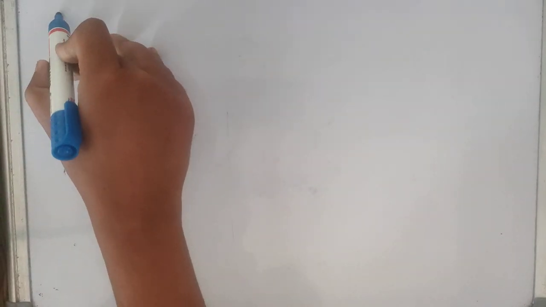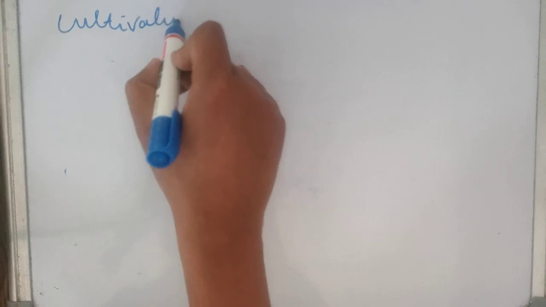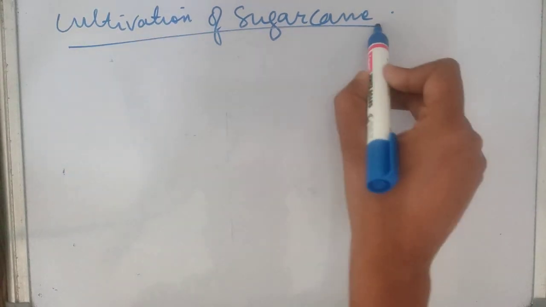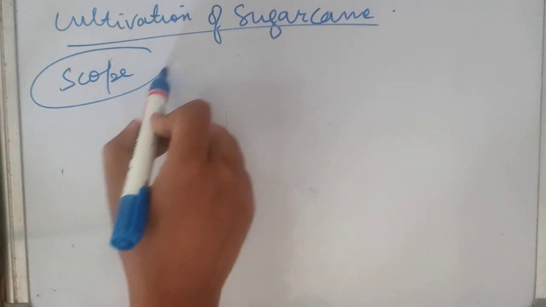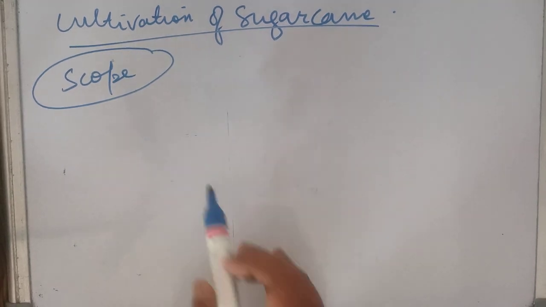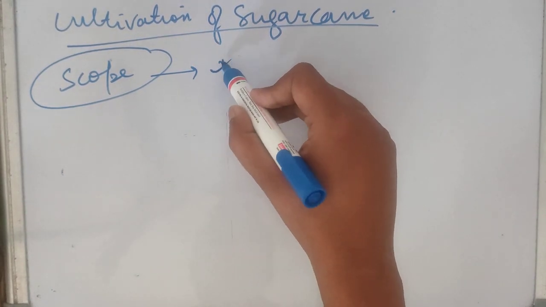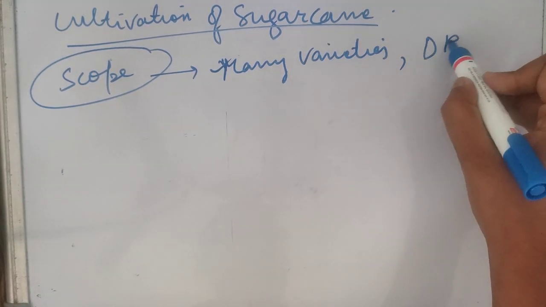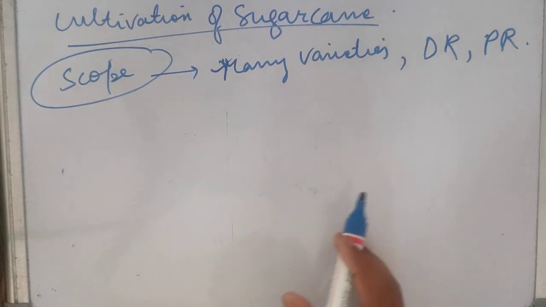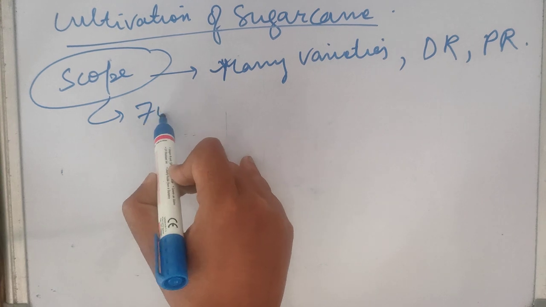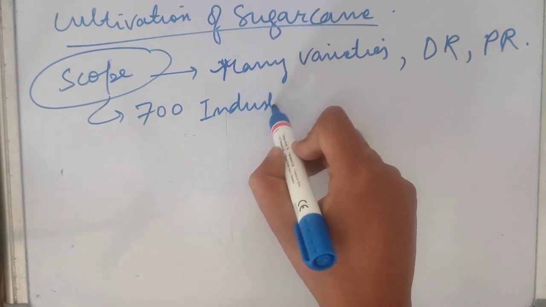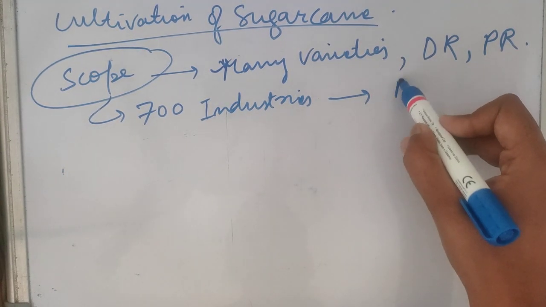Now moving on to, what is the scope and limitations of cultivation of sugarcane? First we will discuss its scope. Okay. First of all, we have many varieties available, such as disease resistance, pest resistance, etc. We have more than 700 installed sugar industries. Hence, we have a huge market available.